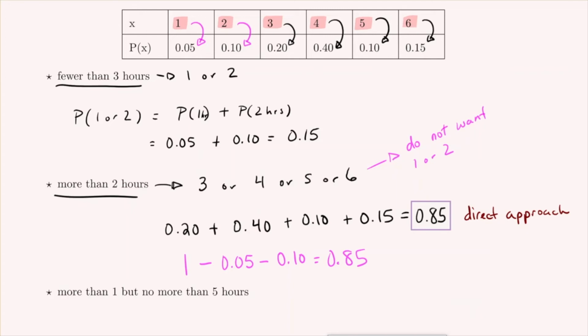So this was just to illustrate that in this particular problem we had 2 different approaches: calculate exactly what they're looking for, or realize that what they're not looking for is a smaller group, find what that is and subtract it from 1. Either way, you'll get the same answer.